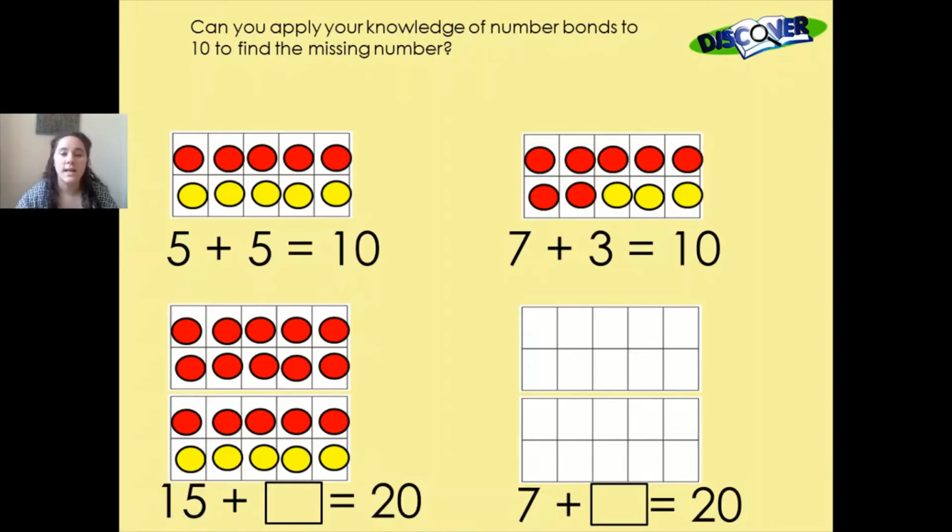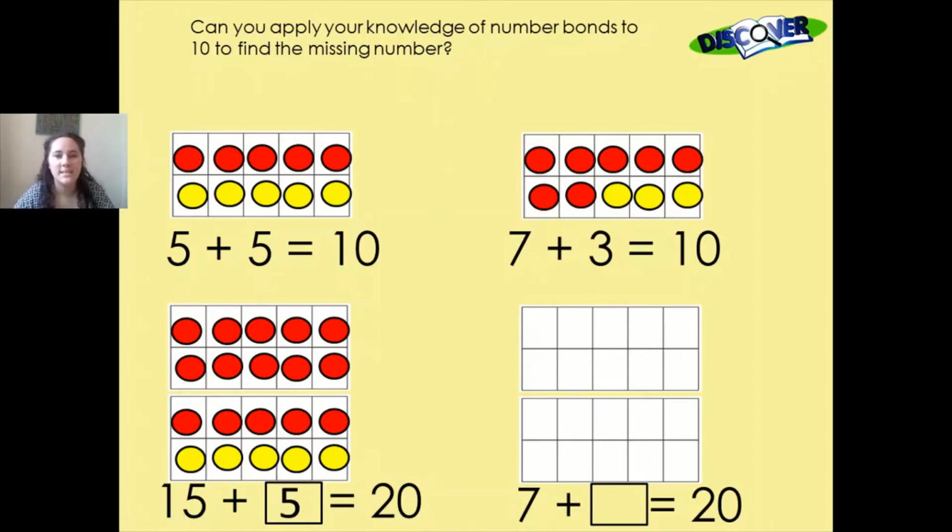So I can use that knowledge to help me think about how many more ones I would need to complete my next tens frame and make 20. They would both need 5. So let's put the number 5 in there.